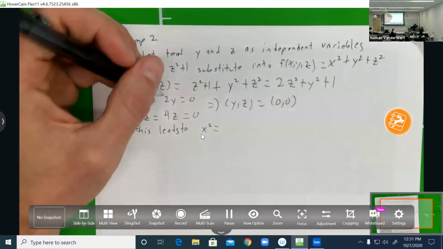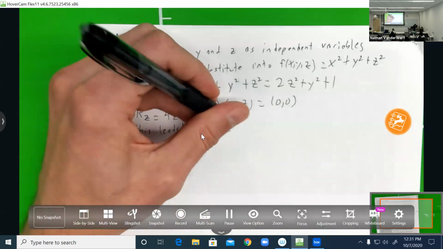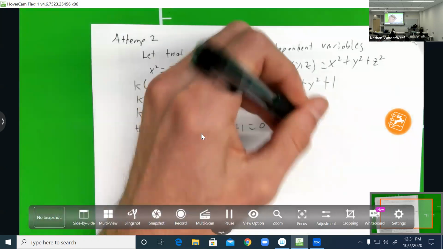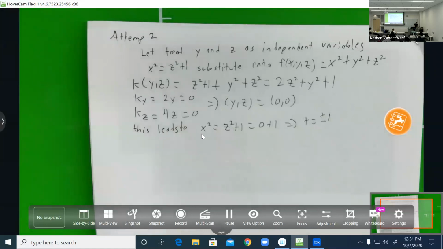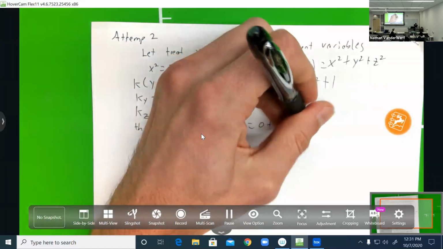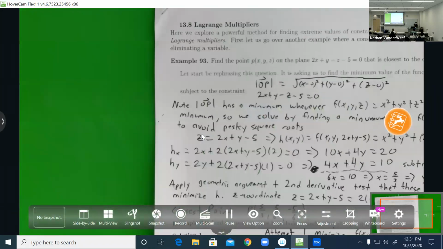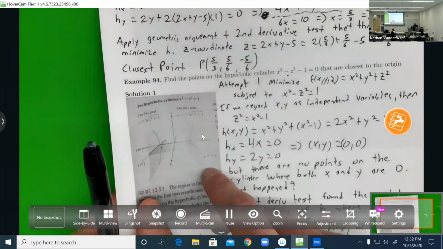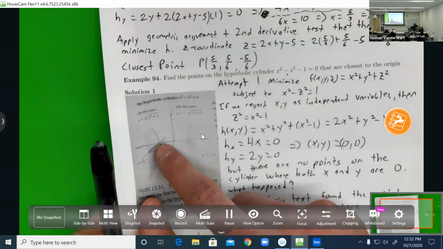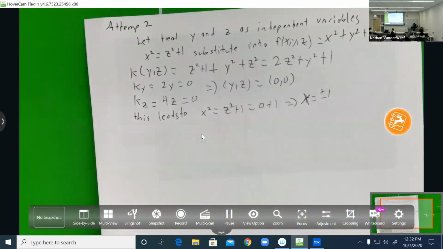And so this leads to x is equal to, what was it? Our x squared was z squared plus 1, which is 0 plus 1. So that gives us that x is equal to plus or minus 1. If you look at this picture here, this is x here. This makes sense, and this is really what we would expect just by looking at the picture, because of the geometric shape, x equals 1 and minus 1 should be the points where the minimum is, right?